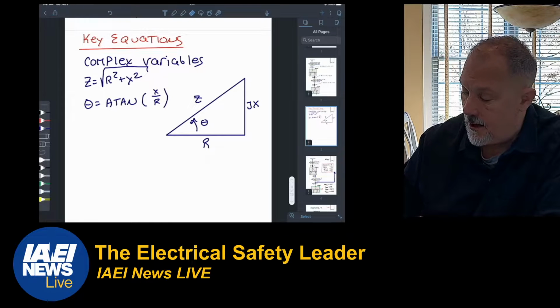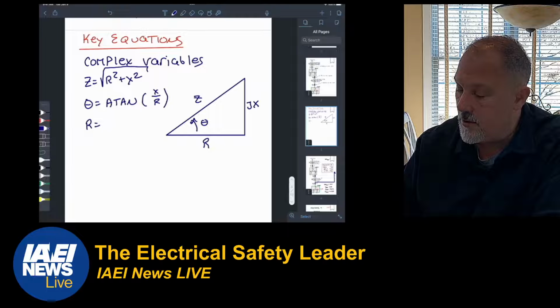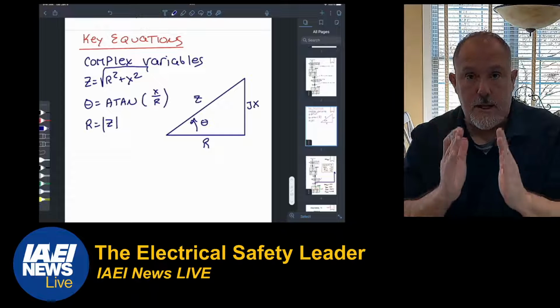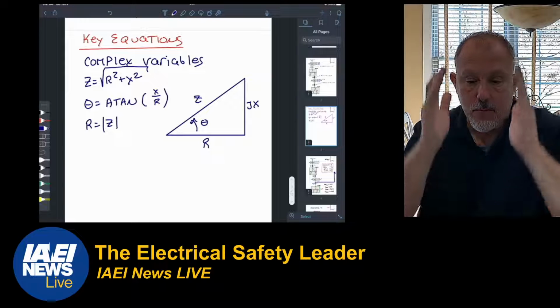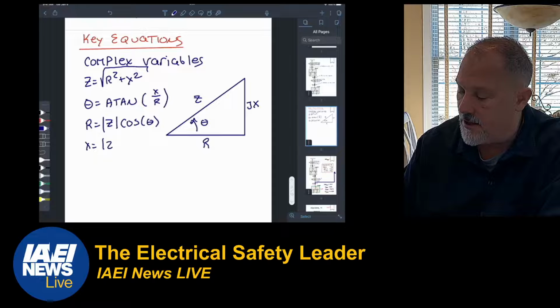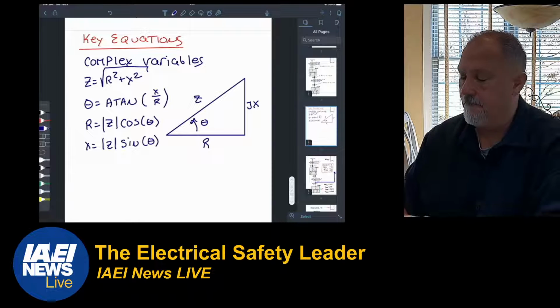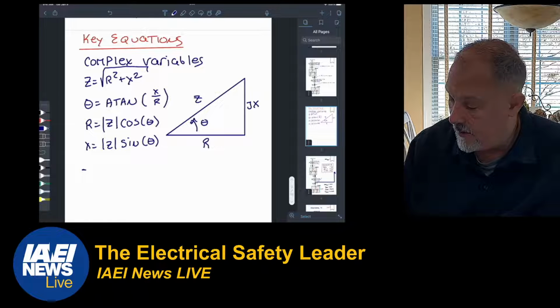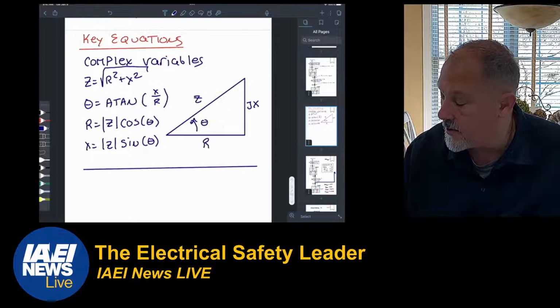All right, so R. What is R? R is equal to the magnitude of Z, and we indicate magnitude by putting the two parallel bars in front of it, times cosine of theta. And then X is equal to the magnitude of Z times sine of theta. Those are the important equations that we need to know for complex variables.